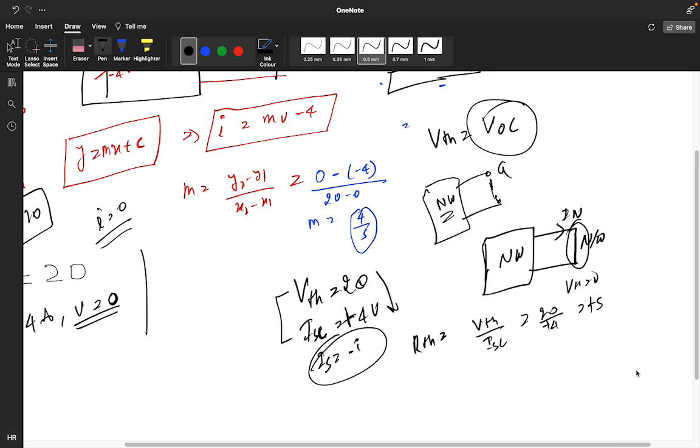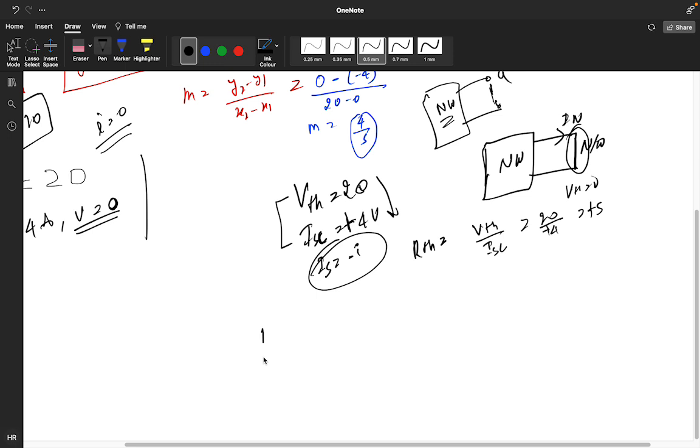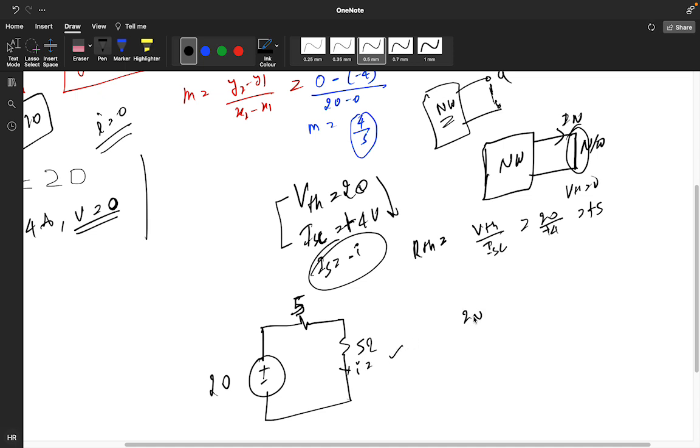So now we know the value of VOC, that is 20. We know the value of RTH, that is 5. And what they asked is the current flowing through a 5 ohm resistor. So when we connect one 5 ohm resistor in this particular circuit, what will be the current flow? 20 divided by 10, that is 2 ampere. So the answer will be 2 ampere.